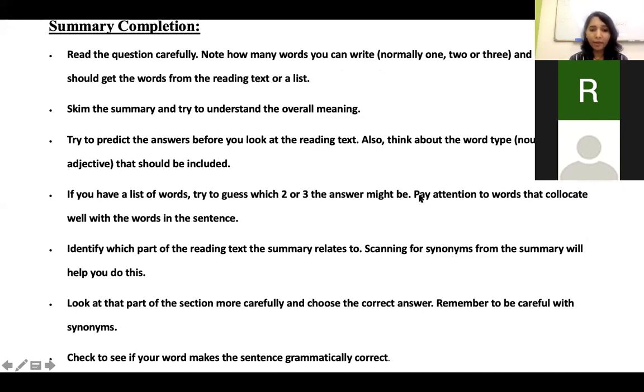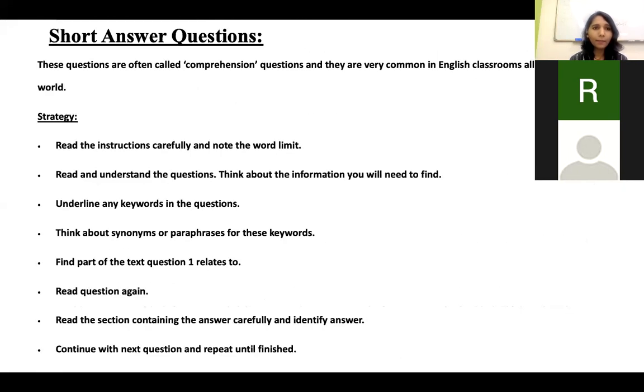Any doubts so far? Am I making sense to you? Are you guys able to understand it? Yeah. Okay, so you're quite familiar with the thing, but I'm still going through the strategies.